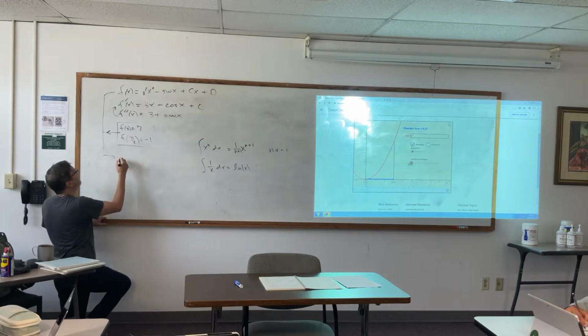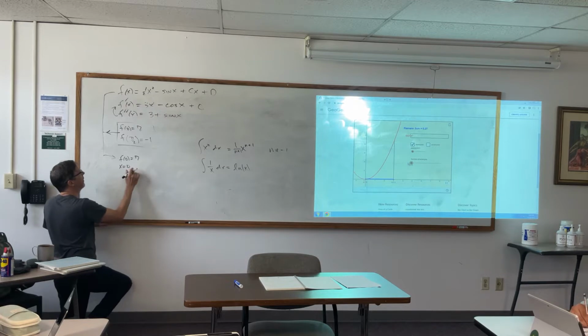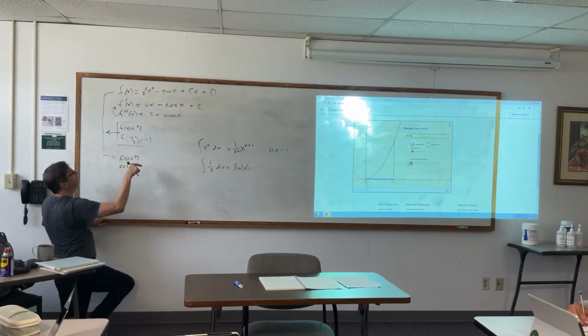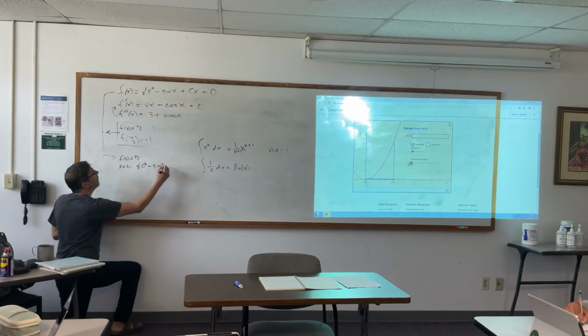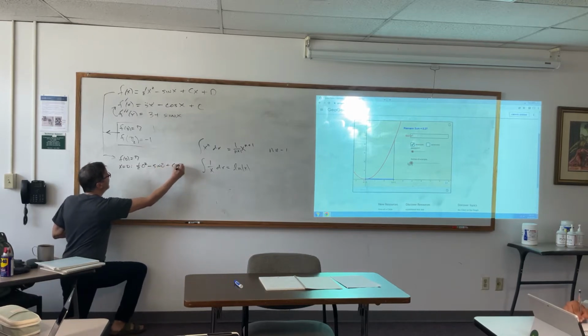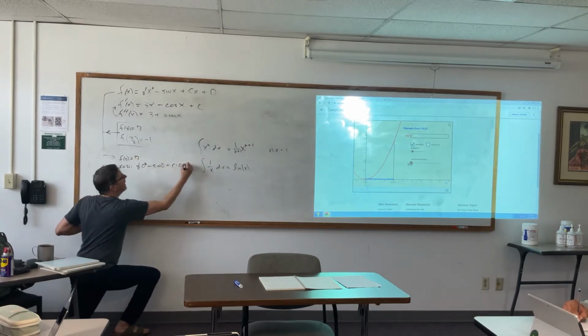So first off, when we have f of 0 equals 7, that means when x equals 0, f of x equals 7, right? So this is my x, and then the output from the function would be 7. So when x equals 0, I've got 1/2 0 squared minus sine of 0 plus c times 0 plus d.